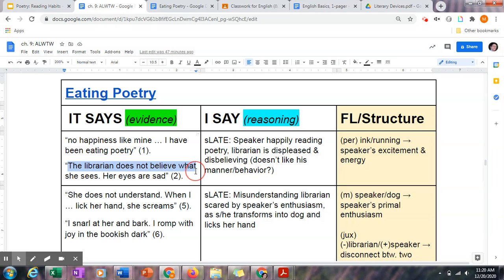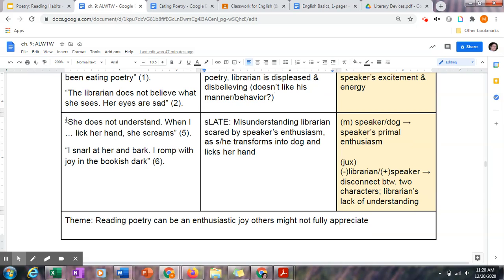"The librarian doesn't believe what she sees. Her eyes are sad." Doesn't believe, so she's disbelieving and she's sad. I wonder why. So I think my note here based off that is the speaker's happily reading poetry, but the librarian is somehow displeased as she sees the speaker doing it. I even wrote a little question to myself, a little prediction. Maybe there's something about the speaker's manner or behavior, the way the speaker is reading poetry, that the librarian doesn't like.